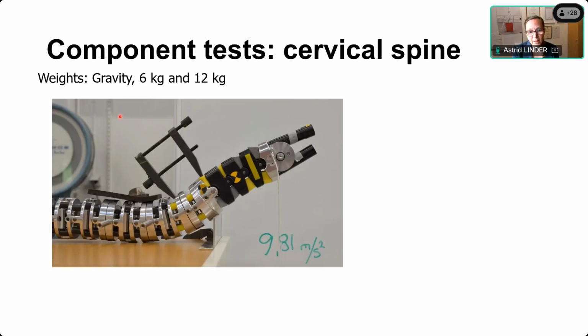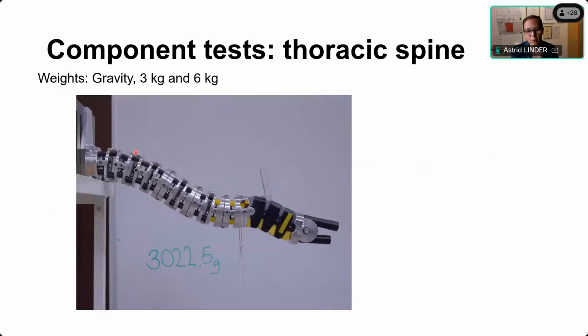In the same way, we have looked at how the spine reacts to different loading conditions, and have also done this for the cervical spine, and this is for the thoracic and lumbar spine with different weights applied to different parts of the spine to get these numbers, and of course doing this in simulations as well.